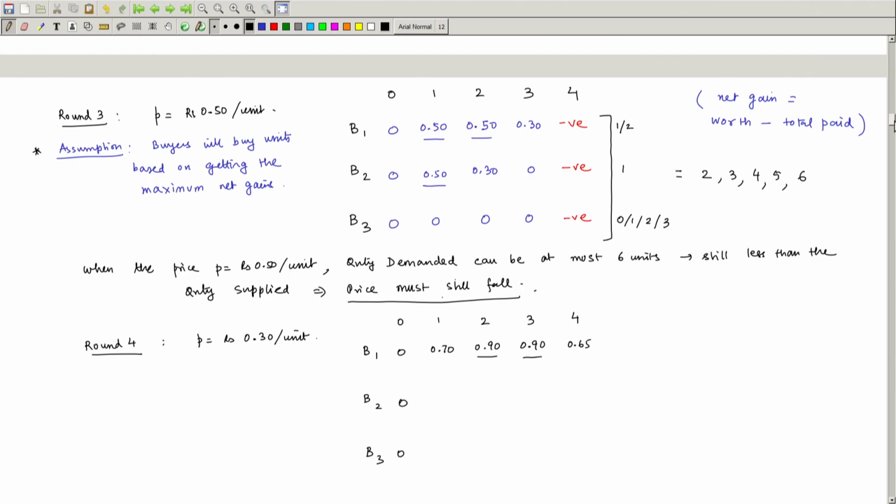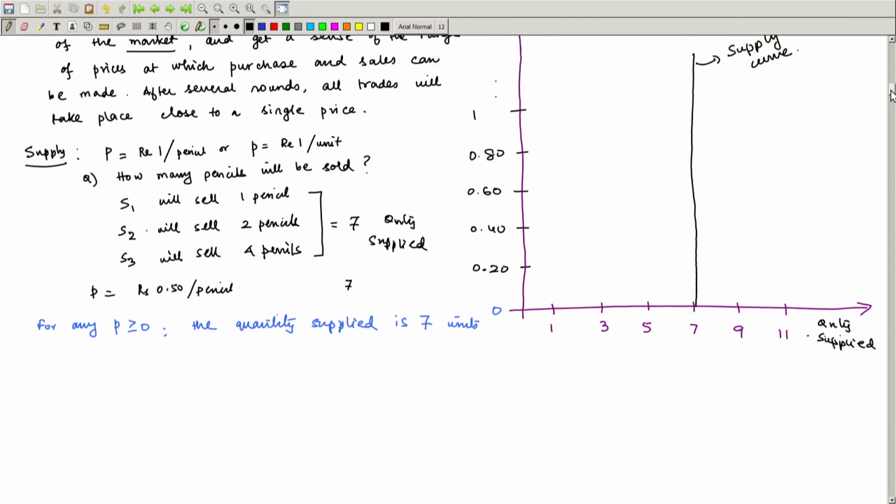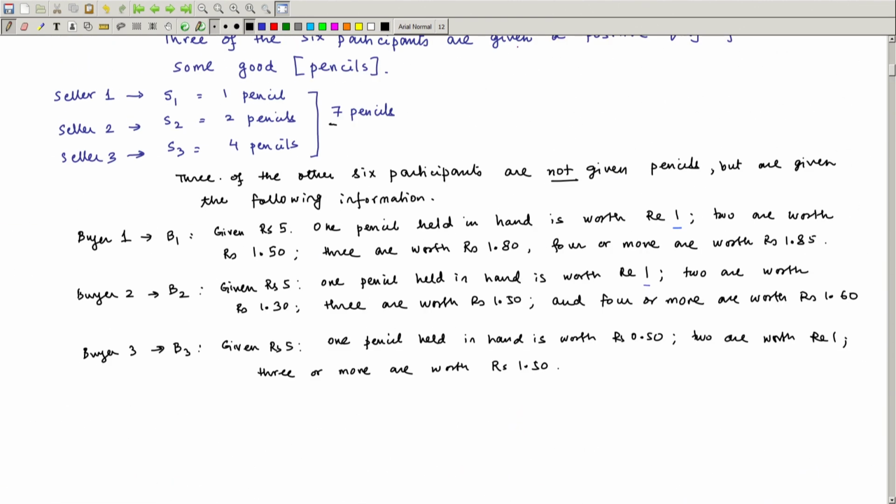Okay. So, let us quickly compute for buyer 2 as well. So, for buyer 2, 1 is worth 1 rupee, you pay 0.3, so the net gain is 0.7. 2 are worth 1.3. So, for 2 you will pay 2 times 0.3, which is 0.6, 1.3 minus 0.6 is 0.7. So, for buyer 2, buying 1 unit and buying 2 units gives me the same net gain, which is 0.7.